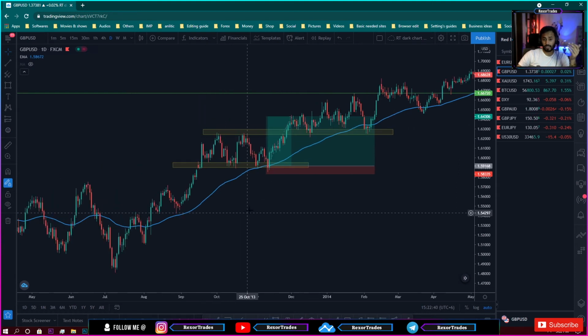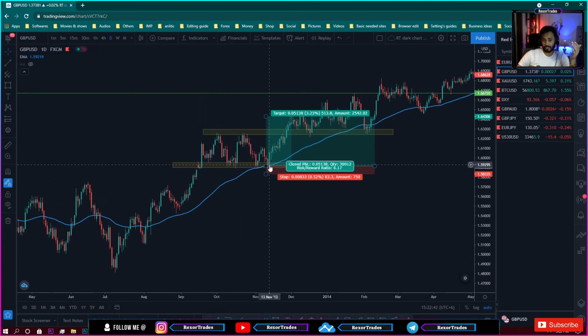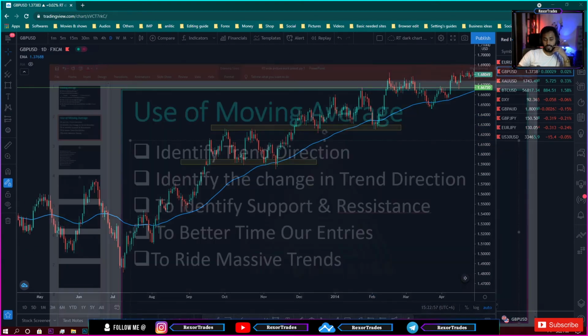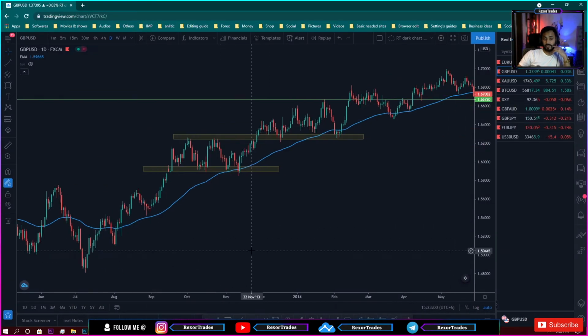So that's how, with the use of a moving average retest, if you enter on the moving average retest, you can set a really small stop loss and high TP. So that's how you better time your entries. You know where to enter, a better place to enter, with the use of moving average retests. Then you can ride massive trends using these moving averages.